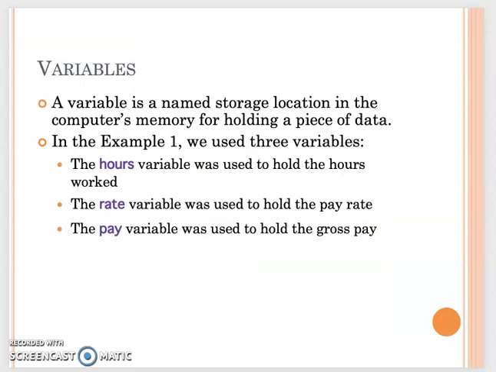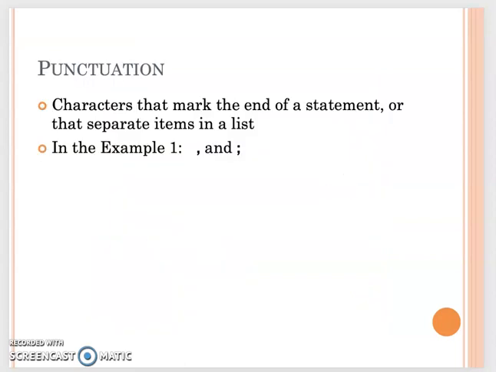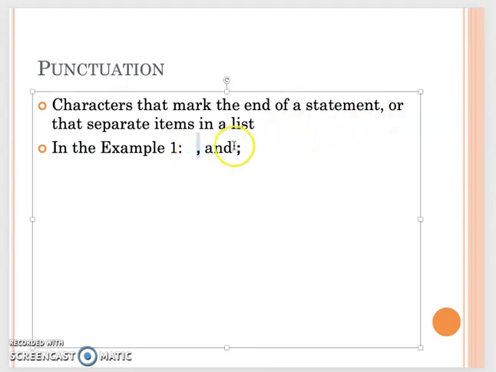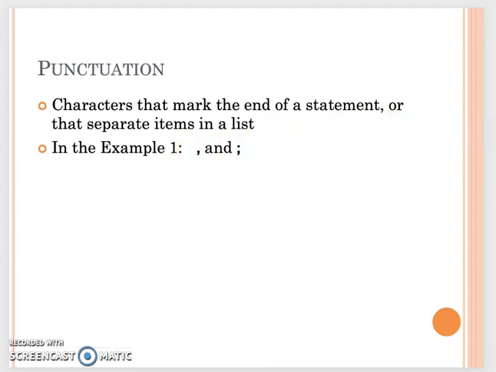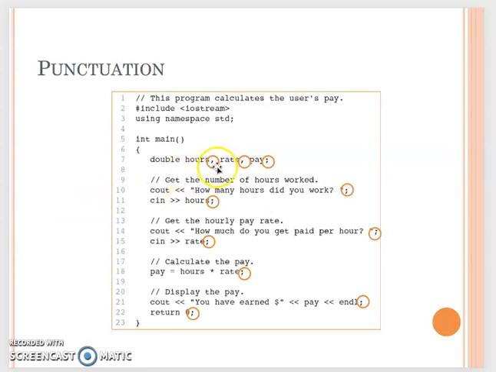Then the punctuation. The punctuation is characters that mark the end of a statement or separate items. So we have the comma and the semicolon. You see each variable you need to use a comma to separate them. Each statement we end with the semicolon.